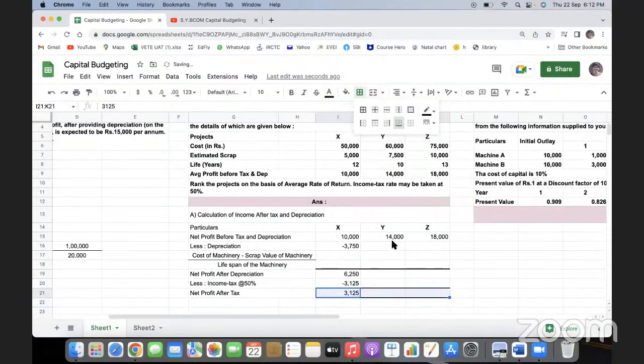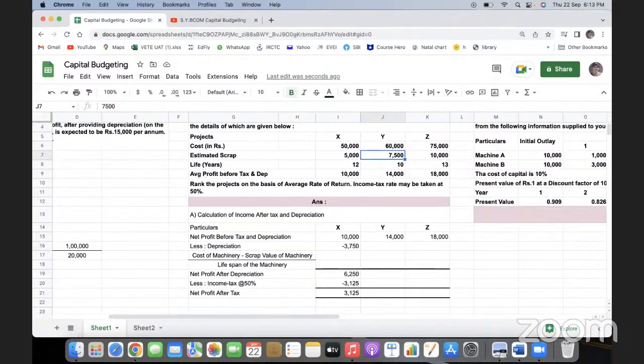Now next, machine Y. Machine Y के लिए भी हमें क्या करना है? We have to do the same thing. Now find out the depreciation for machinery Y. कितना आता है देखो? 14,000 के लिए इंफॉर्मेशन दिया हुआ है, इधर देखो मशीनरी Y का क्या दिया है? 60,000 is the cost. 7,500 is the scrap value. So 60,000 minus 7,500 and the lifespan of the machinery is given as 10 years. तो जो भी आंसर आएगा उसको divide by 10 करोगे, you will get depreciation for machinery Y.